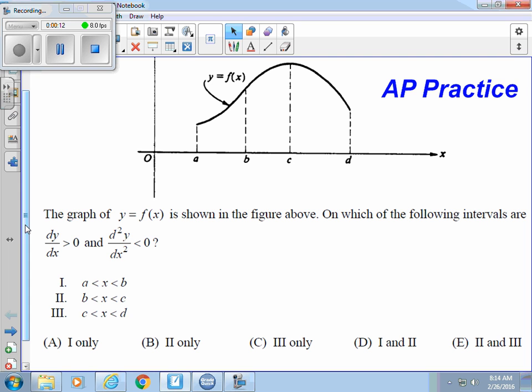Which of the following intervals has the first derivative positive and the second derivative negative? What are we looking for? Increasing, and concave which way? Concave down, increasing. So I am increasing here, but I am concave up, so no there. I am increasing here, and so that one's a yes. Here I am decreasing, so forget that one. So the only interval is from B to C.